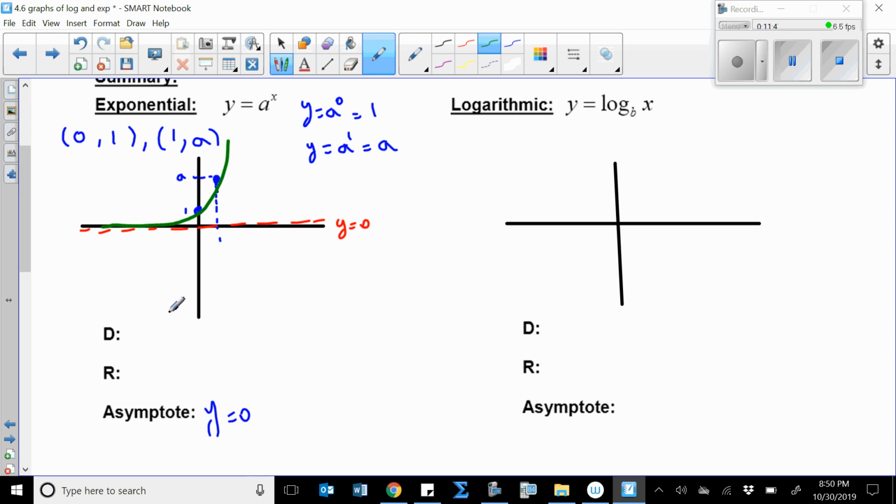So the domain of this function, as we learned before, is negative infinity to infinity. And the range from bottom to top is 0 to infinity.